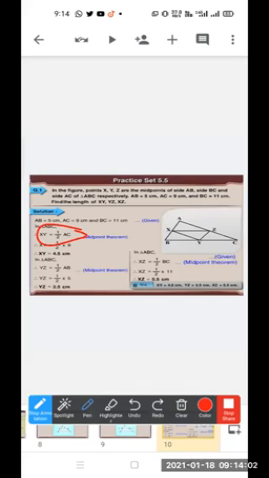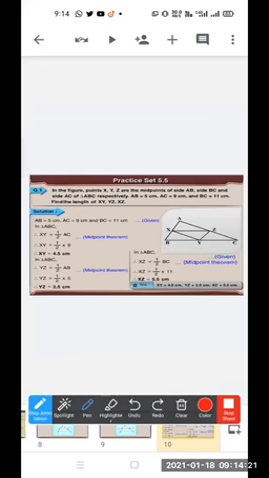Now AC is given how much, children? AC is given 9. So half into 9, that is 4.5 centimeters. So we have got the value of XY equal to 4.5 centimeters. Similarly, we can find YZ.